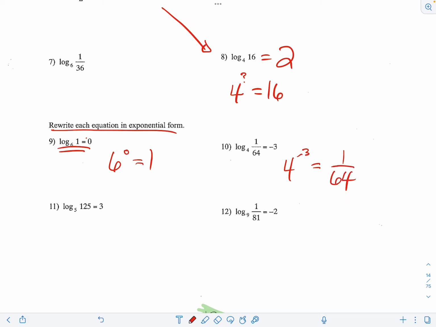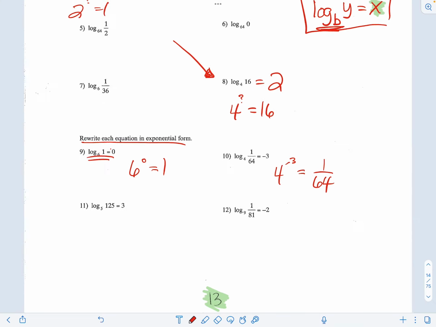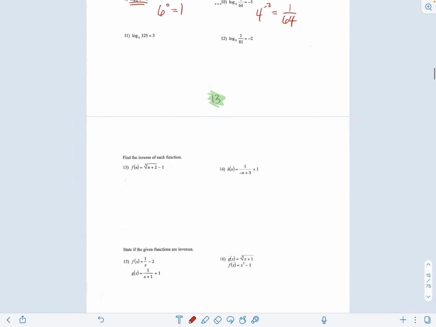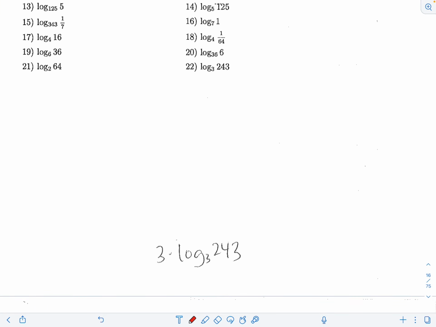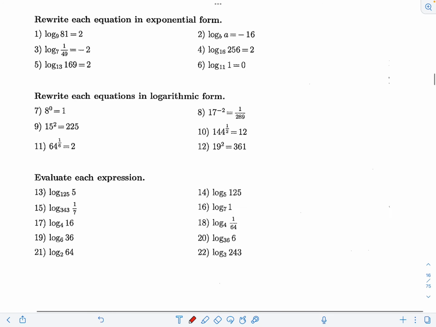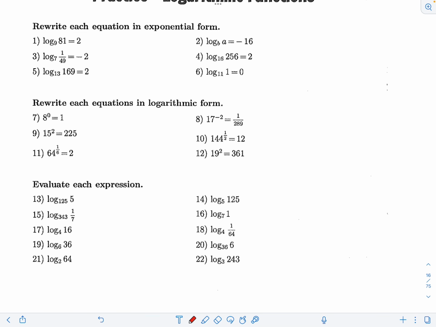Now what I'd encourage you to do, if you weren't in class or are missing a little bit, and want to double check that you've got what you need, is to go to page 15. This is 3 times 3 to the 5th power is 243, so that is 3 times 5, or 15. This page gives you some really good problems that are mostly mental math: to rewrite each equation in exponential form, to rewrite them in logarithmic form, and then to evaluate, like 125 to what power gives you 5?